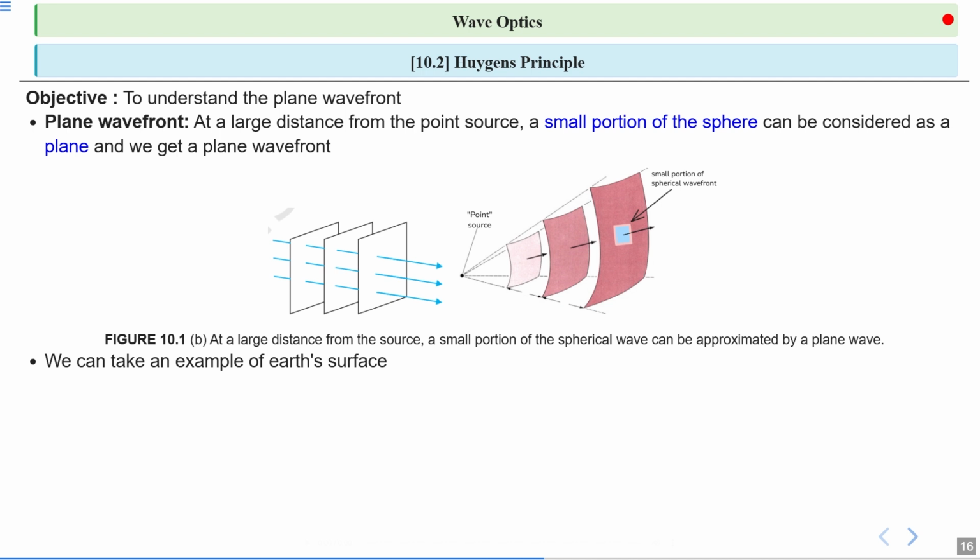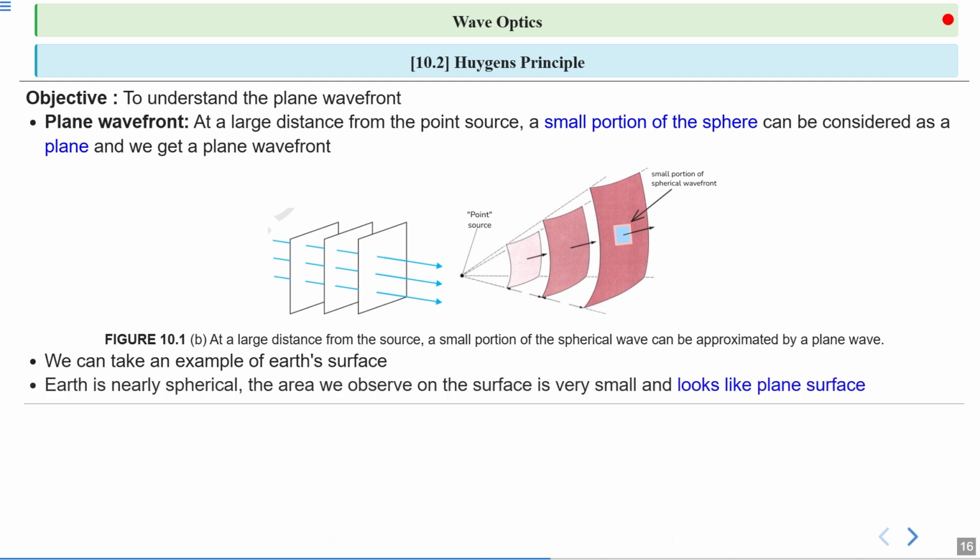So let's consider the Earth's surface as an example. Although the Earth is nearly spherical, the small area we observe locally seems flat. Just like Earth's surface appears flat to us locally, a small portion of the spherical wavefront can be considered a plane when viewed from afar. Where we are standing, the Earth's surface around us looks like a plane surface, but actually Earth is spherical. It is a large sphere. So a very small portion of a large spherical wavefront can be considered as a plane wavefront.